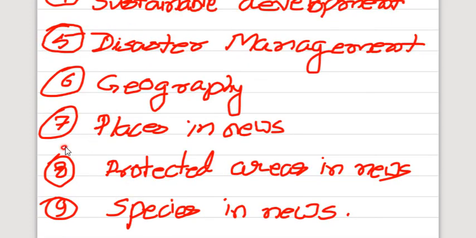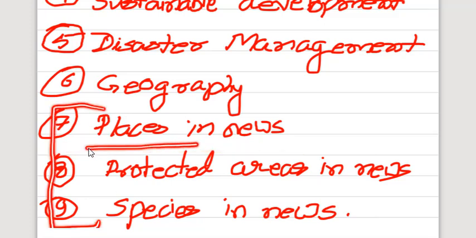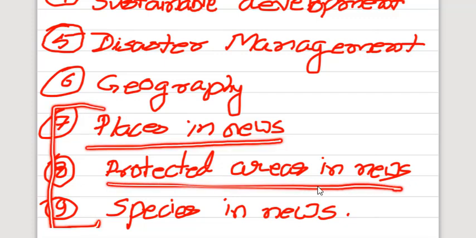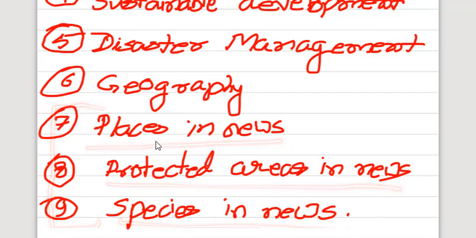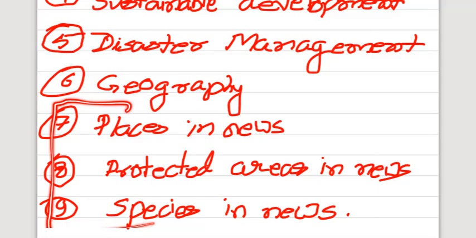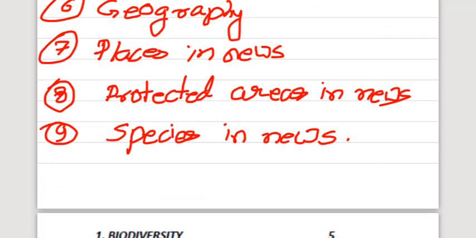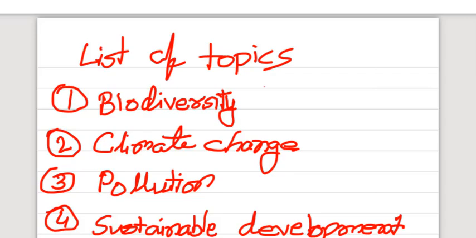Next, seventh topic is places in news. The seventh, eighth and ninth topics are small topics: places in news, protected areas in news and species in news. This has covered the recent developments. I have already told you the first topic is biodiversity.